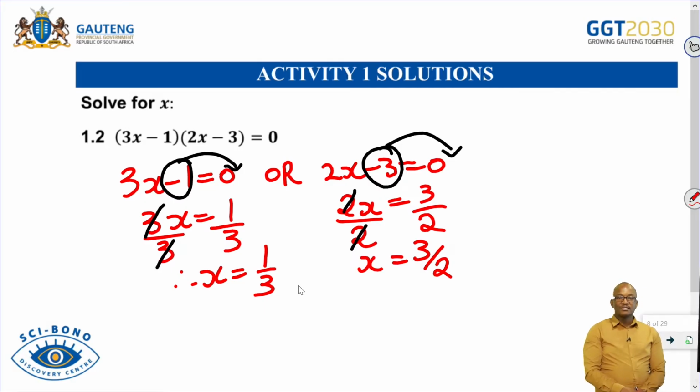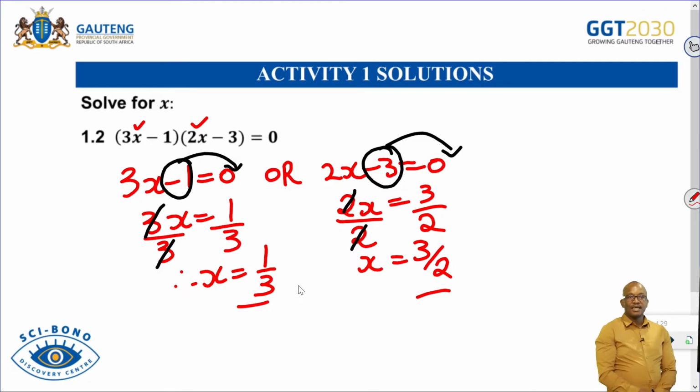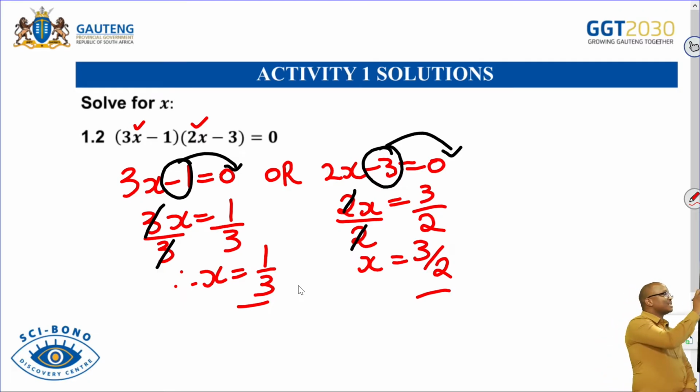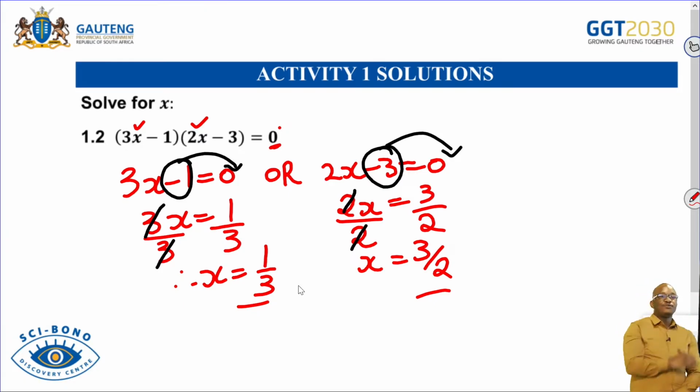The nice part about this question is that the minute you take these solutions and substitute them where there is x in your question, you must get 0. That is the nice part about solving for x. You can always test your answers to see if you have done the correct thing. So that's how we do our 1.2. Remember always that you must check the number that you have there. If it's equal to 0, it means you are good to go.